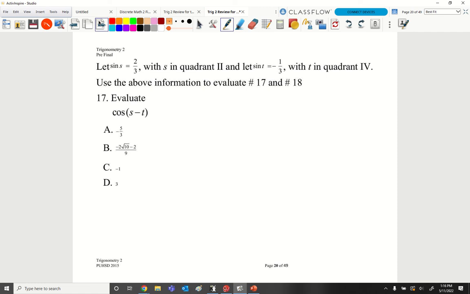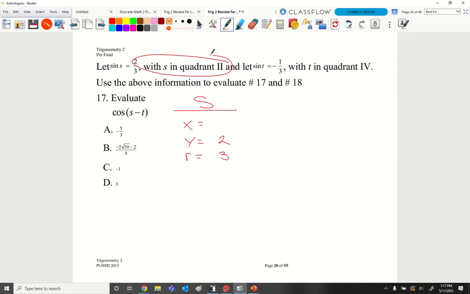Okay. All right, so let's go through. We have two angles here. We have S and we have T. So starting with S, it says let sine S be 2 over 3. Now, what does sine represent? Y over R. So I'm going to have an X, a Y, and an R. My Y value here is 2. My R value is 3.